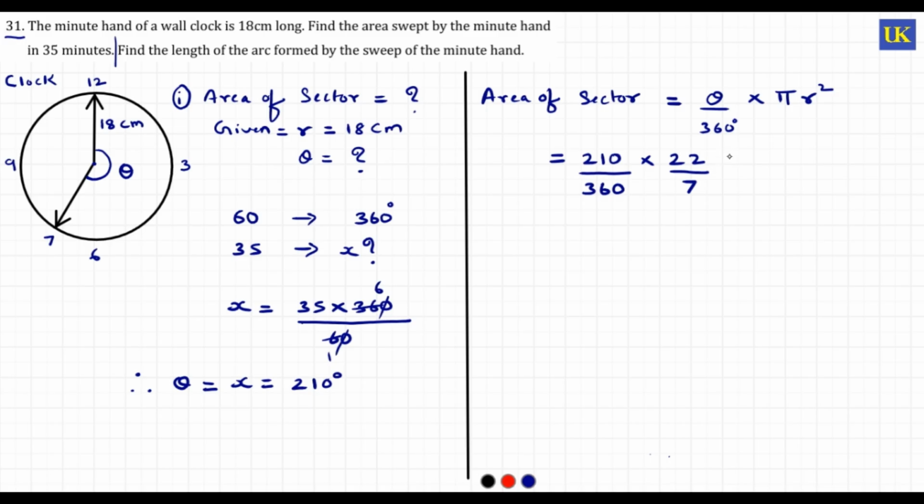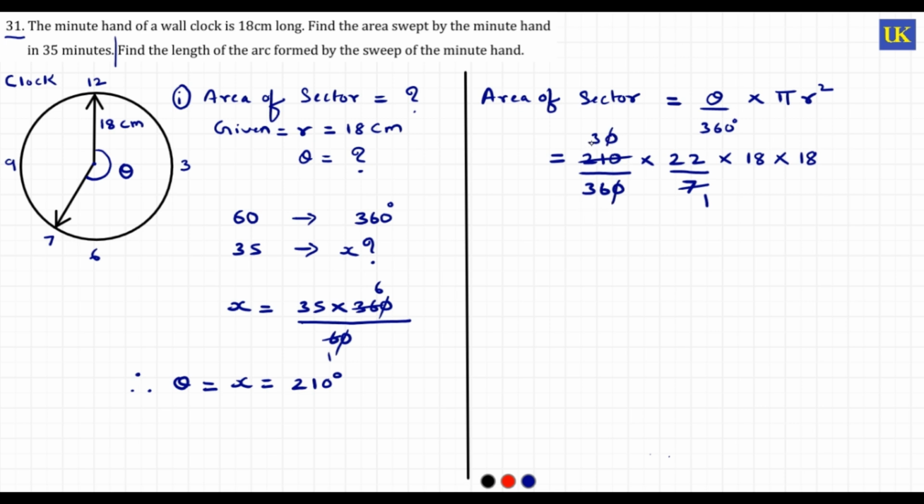Then radius is how much? Radius is 18, but r square, so 2 times we will write 18 here. Okay, now we will go on cancelling. So 7 ones are 7, 7 threes are 21, and 0 as it is. Okay, now we can cancel this 0 and this 0.